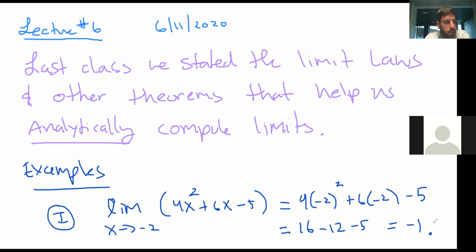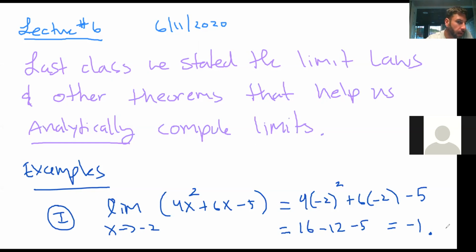Why is it direct and easy? Well, I'm taking the limit of a polynomial, and one of the limit laws in the theorems that we talked about on Tuesday says that for polynomials, you can just plug in the point of interest. We're interested in what's happening at -2, and so we can plug that number in. Now, that is not always the case.